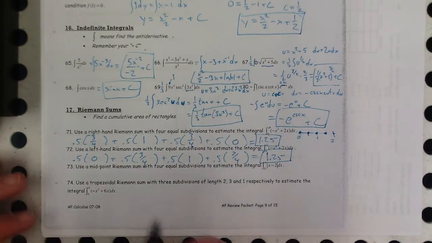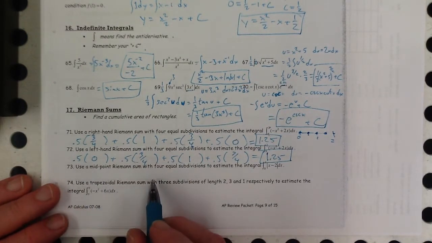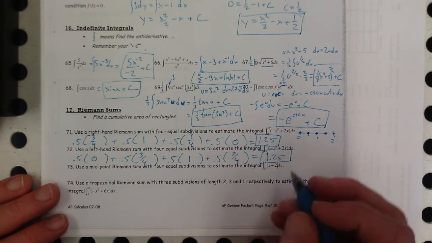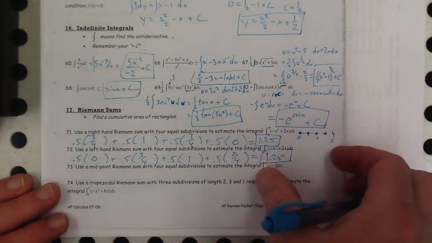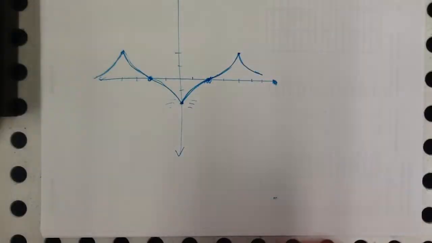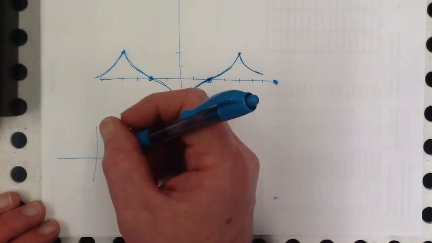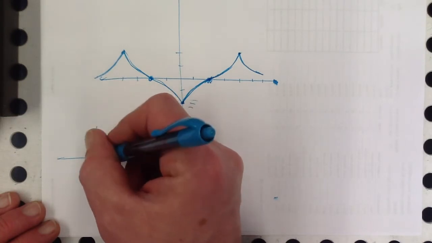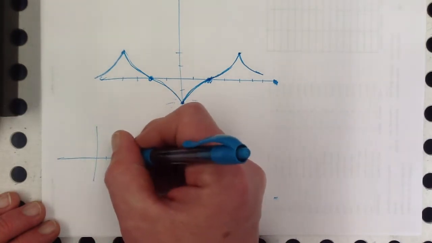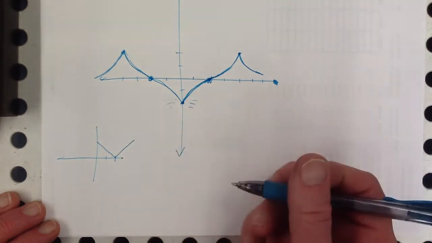Use a midpoint Riemann sum with 4 equal subdivisions to, okay, this is a different one now. I might just make a quick sketch of that. This is the absolute value of x minus 2. That's like the absolute value function, shifted 2 units to the right.